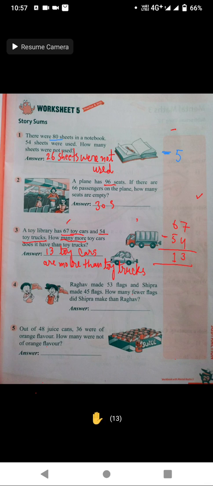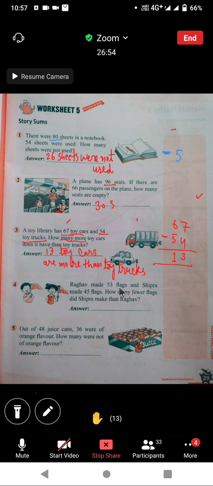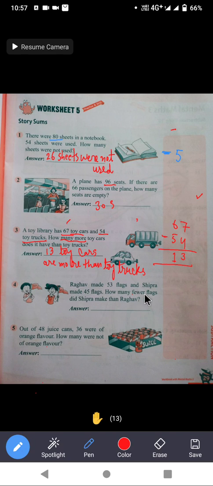So what do you have to find out? What do you have to find out here? How many fewer flags? Okay, fewer means less. How many less flags are there than Raghav? How many less flags did Shipra make than Raghav? Okay, so 53 minus 45.